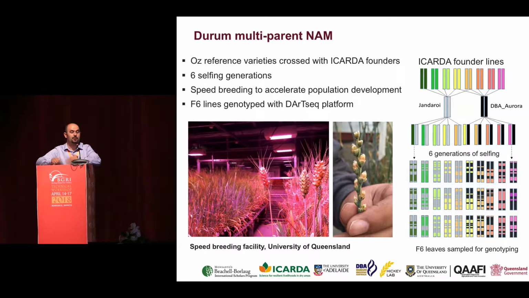Just briefly, to give you an idea of what we do in speed breeding, we expose our plants to an extended photoperiod, and so they go through the reproductive phase really fast. We go from seed to seed in just 2 months. The F6 homozygous lines were genotyped using the DArTseq marker platform.